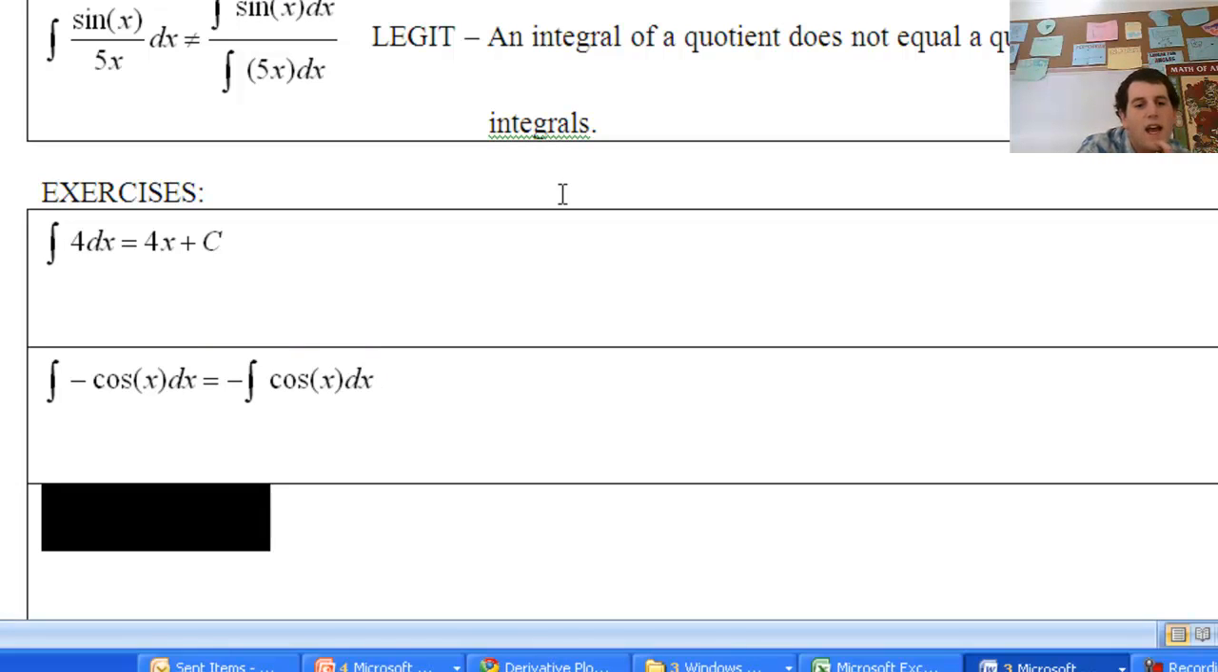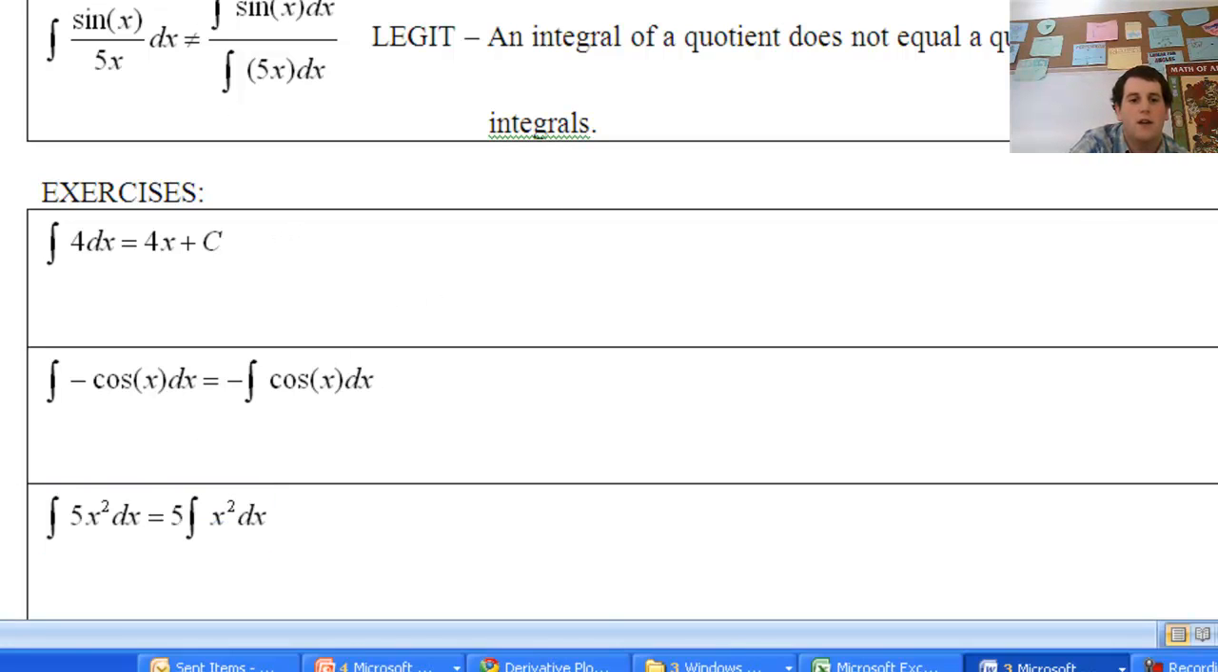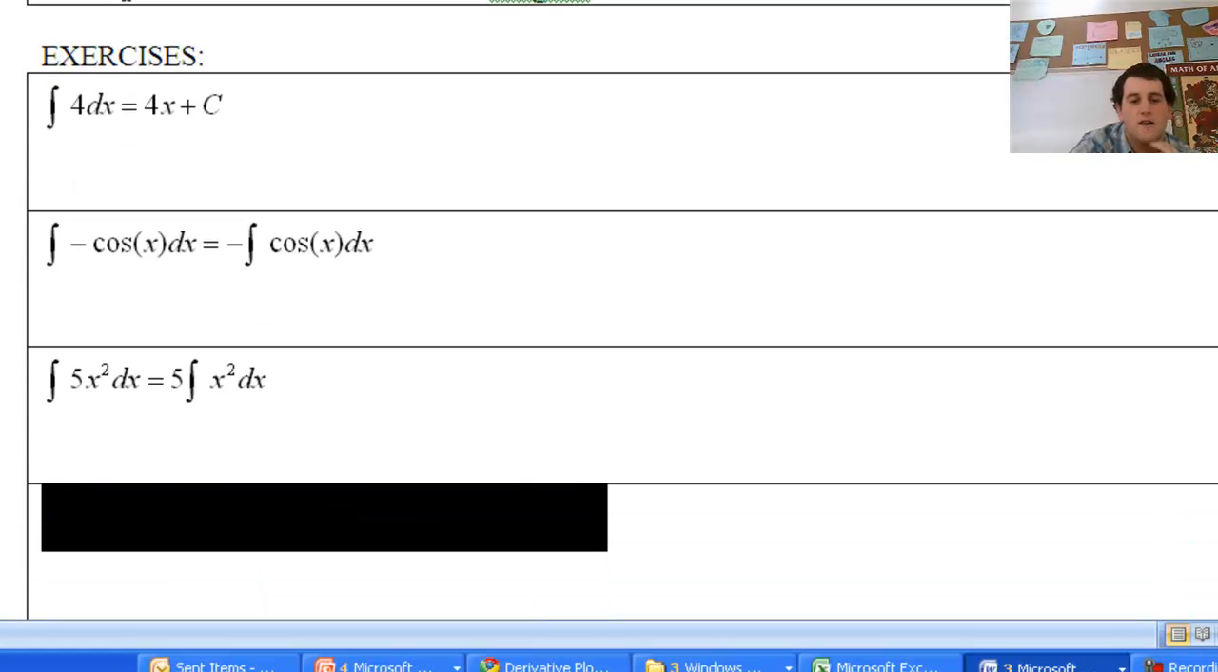Here I have the integral of negative cosine x dx is equal to negative the integral of cosine x. Is that good or no good? Legit. We've talked about this too many times already, right? You can pull constants out, and a negative is just like any other constant. It's just like -1. So we can pull that out, no prob. All right, next one. Legit or not legit? Same story. The 5 can get pulled out.